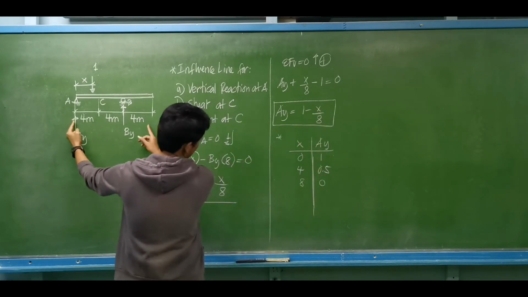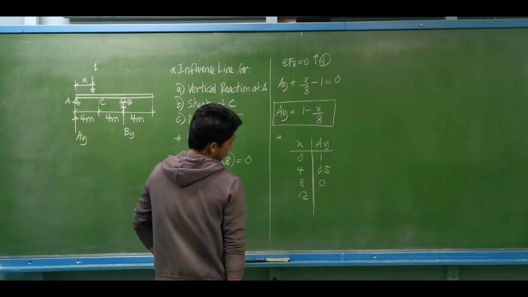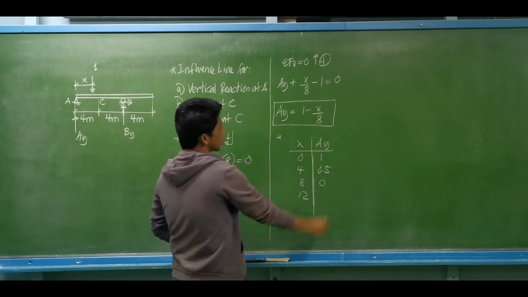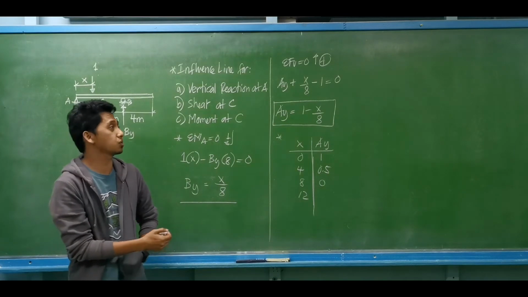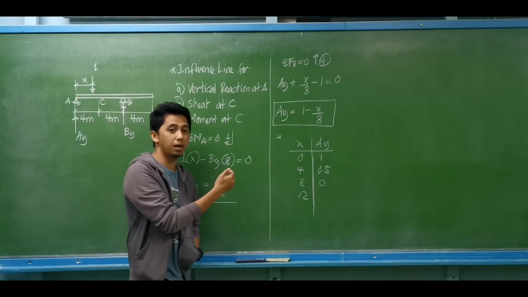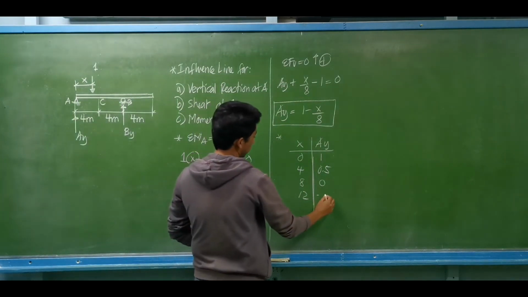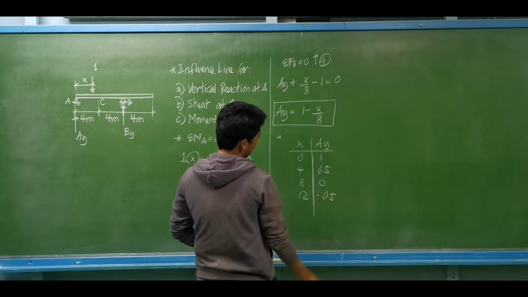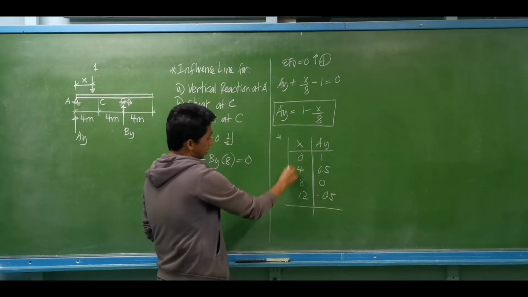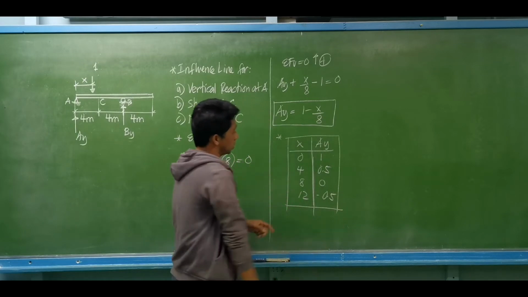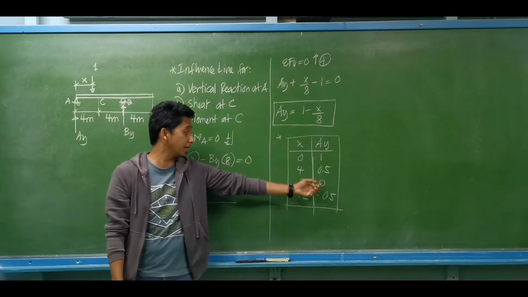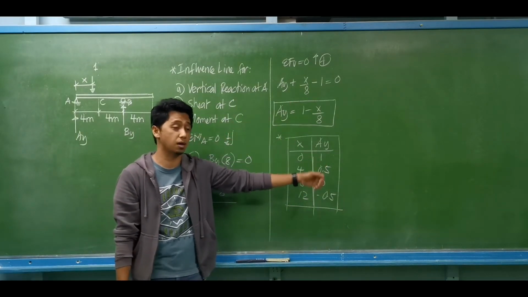Then at x equal to, on the tip, 12: that is 1 minus 12 over 8. What is 12 over 8? That is the same as 3 over 2. 1 minus 3 over 2 is negative 1 half, or negative 0.5. So these are the values of the vertical reaction at A for any value of x.